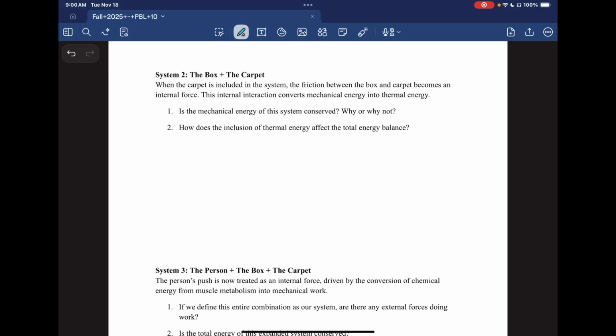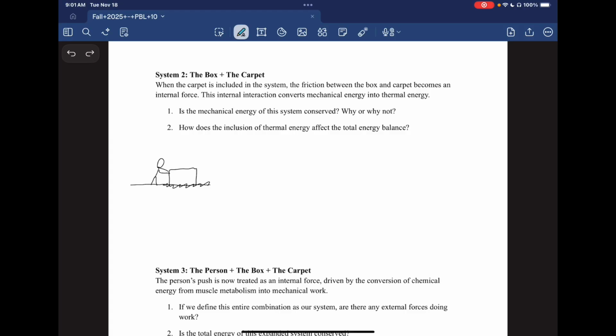So for system two, we're now going to include the box and the carpet. When the carpet is included in the system, the friction between the box and the carpet becomes an internal force. Because if you think about it, let's draw our system here. Here's the box. This is the carpet. And then here's our little person pushing on the box. And the system is everything in this circle here. So just the box and the carpet. Later on, we're going to have the person, the box, and the carpet, and it'll be the whole system.